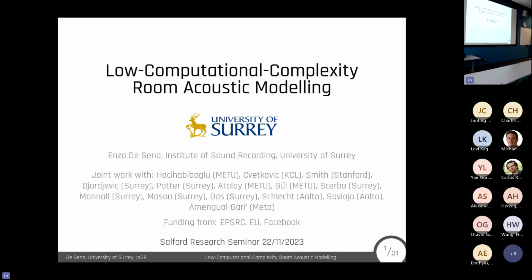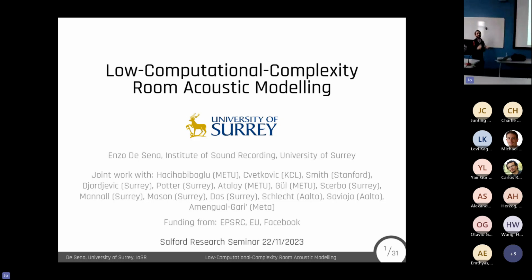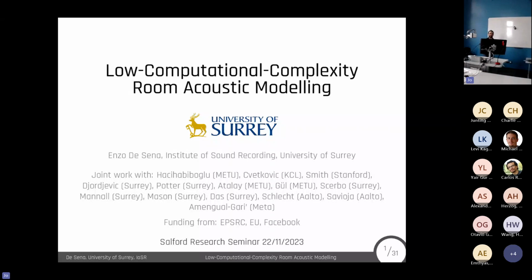Let's dive in. I just corrected the title of the slide because Jonathan was explaining, it's not low complexity, it's not specific enough. What I mean here is low computational complexity. I just made a last minute addition. This is joint work with a number of people, no time to go through all of them, but as usual in research, it's not a one person effort.